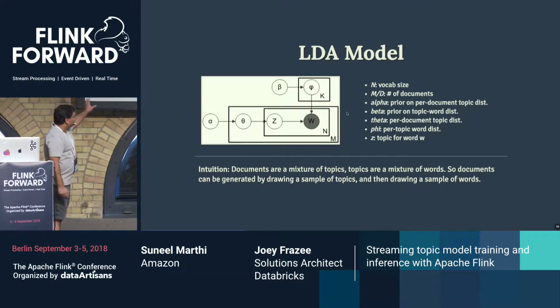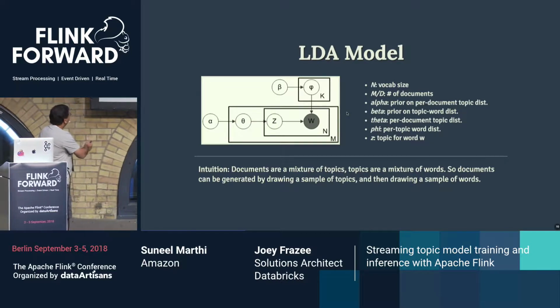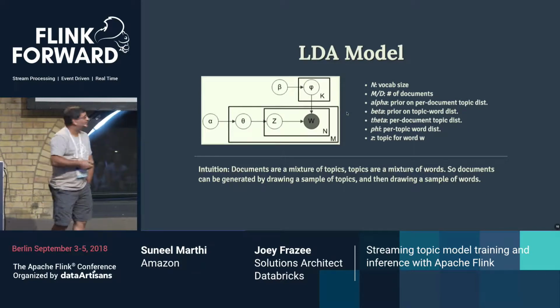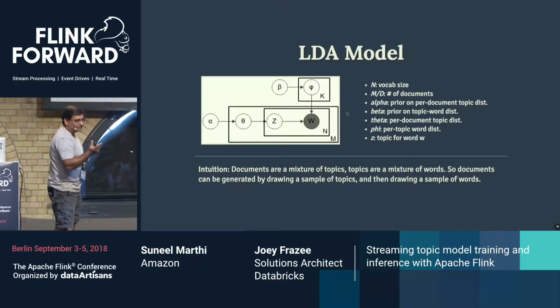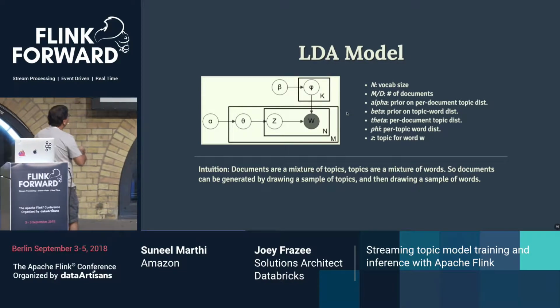So in a nutshell, documents are a mixture of topics, and topics are a mixture of words. So documents can be generated by drawing a sample of topics and then drawing a sample of words. So if you look at this plate diagram here, alpha and beta are your priors. And initially, when you start your LDA training process, you choose alpha and beta from a uniform distribution, which could be any value between 0 and 1.